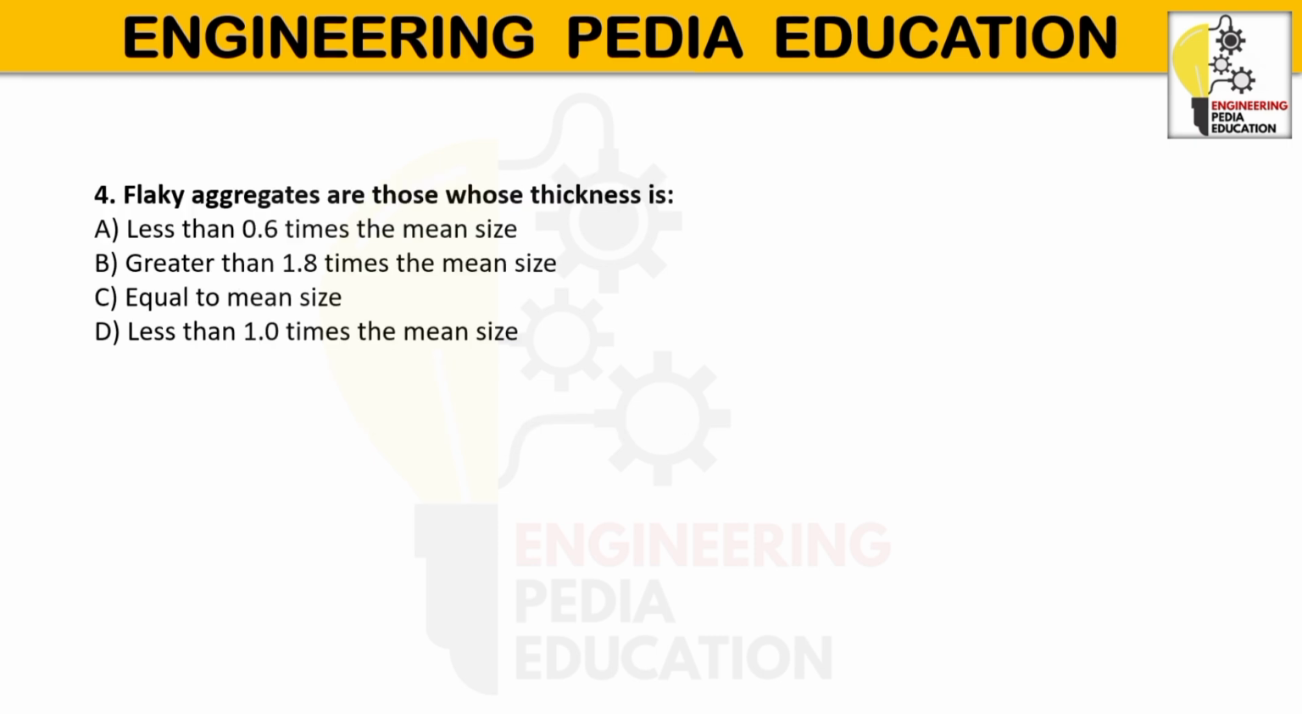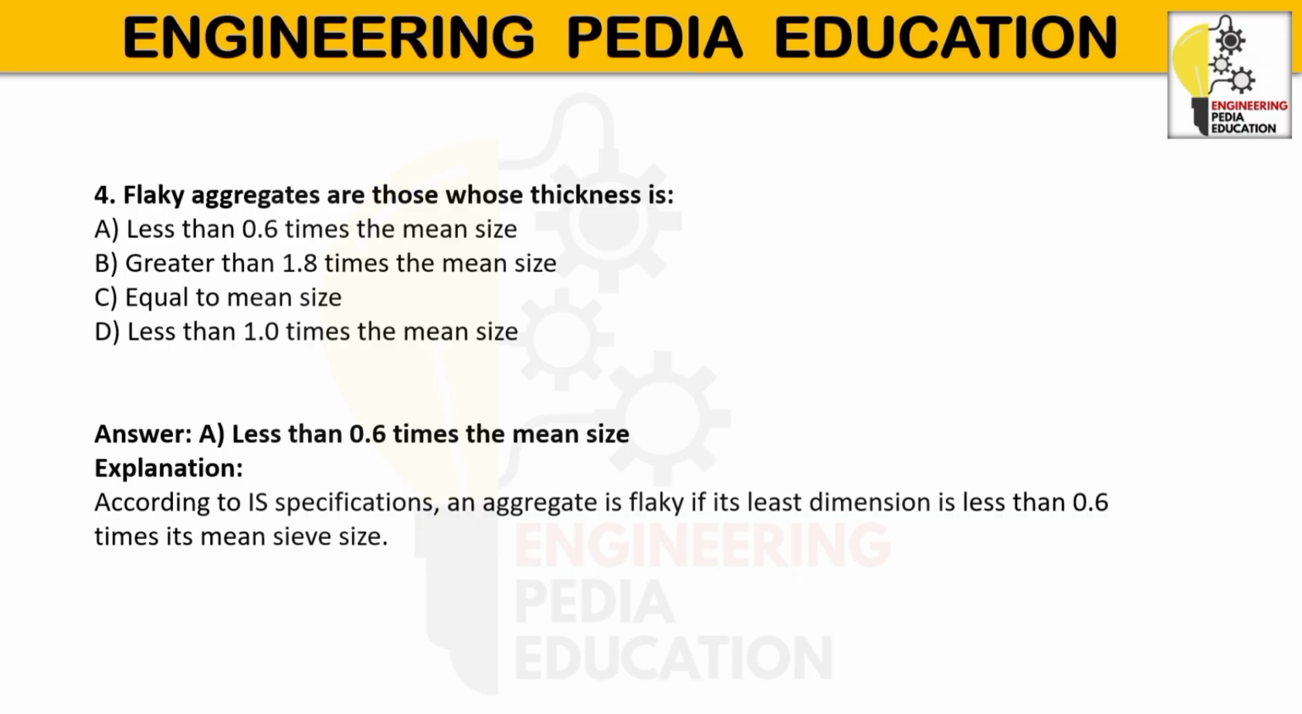Flaky aggregates are those whose thickness is less than 6.6 times mean size, greater than 1.8 times mean size, equal to mean size, less than 0.6 times the mean size. So the correct answer is less than 0.6 times the mean size. According to IS specification, an aggregate is flaky if its least dimension is less than 0.6 times its mean sieve size. According to standard practice, an aggregate is considered flaky if its thickness is less than 0.6 times the mean size.